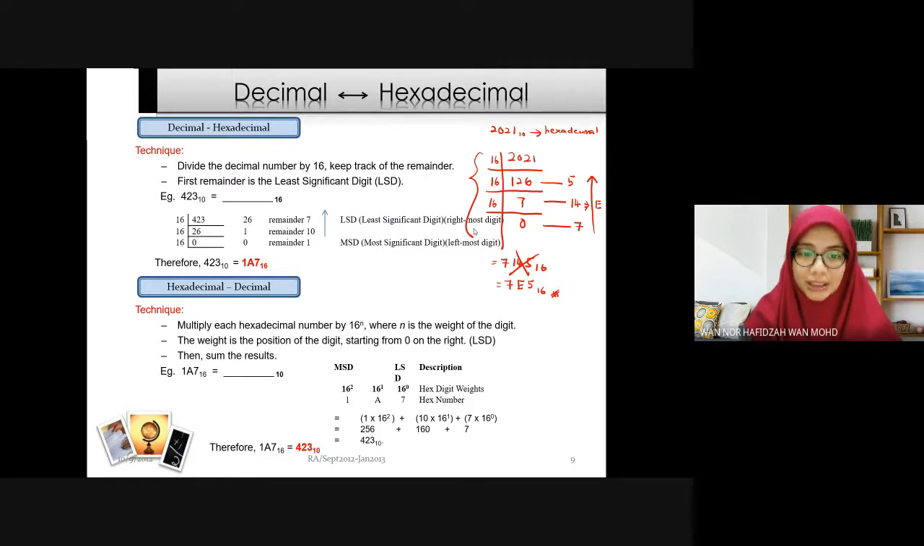Alright, so hexadecimal to decimal, we know that. Multiply each hexadecimal number by 16 power of n, where n is the weight of the digit. We must start from the LSB, the least significant digit on the right side. Remember, the least significant digit is on the right side. MSB is the most significant digit.